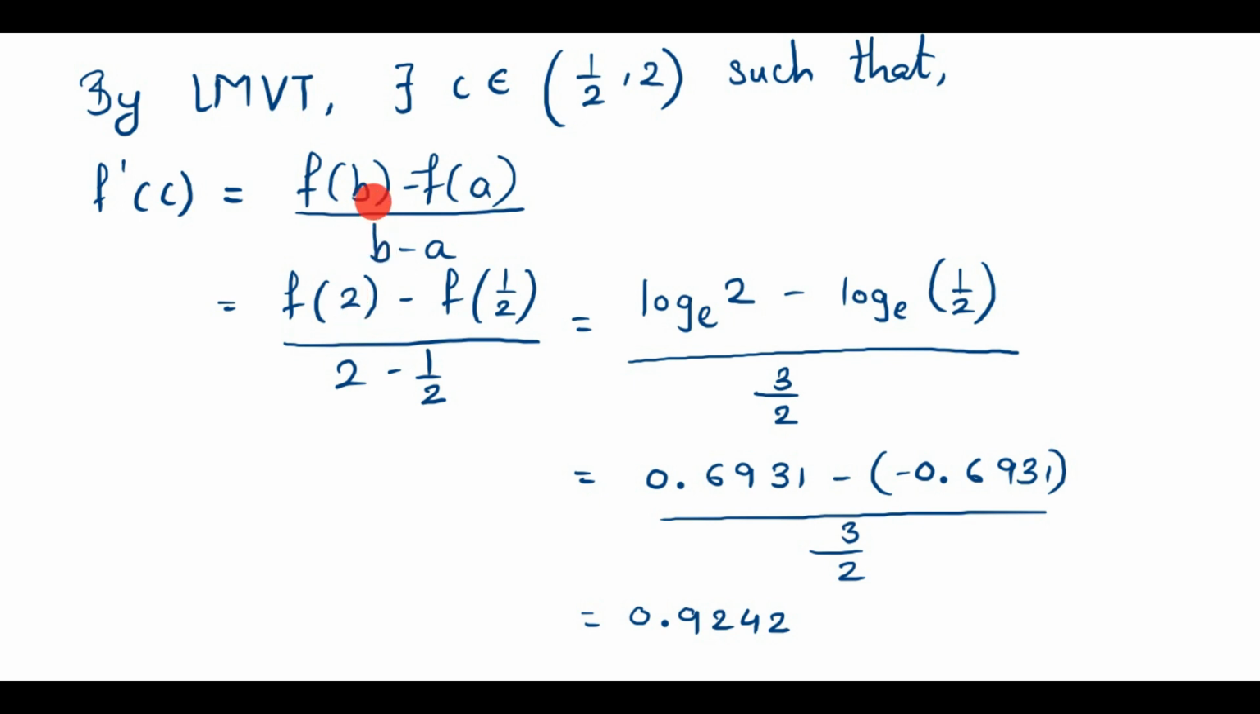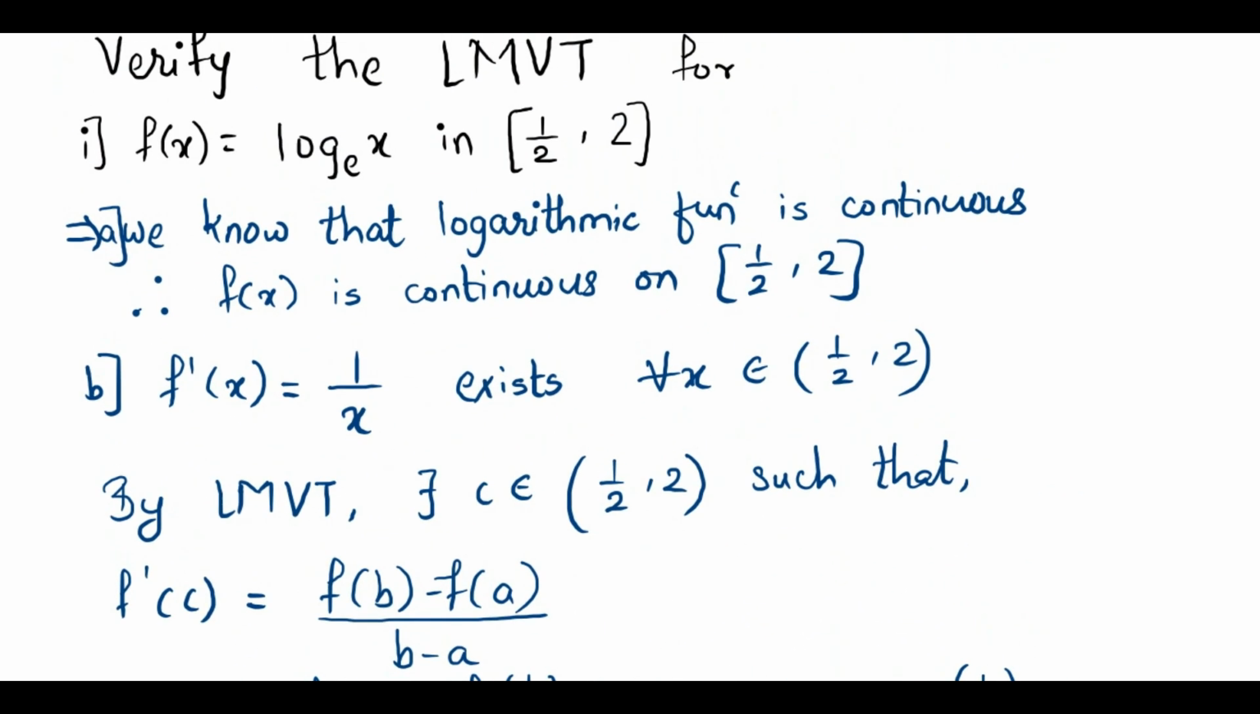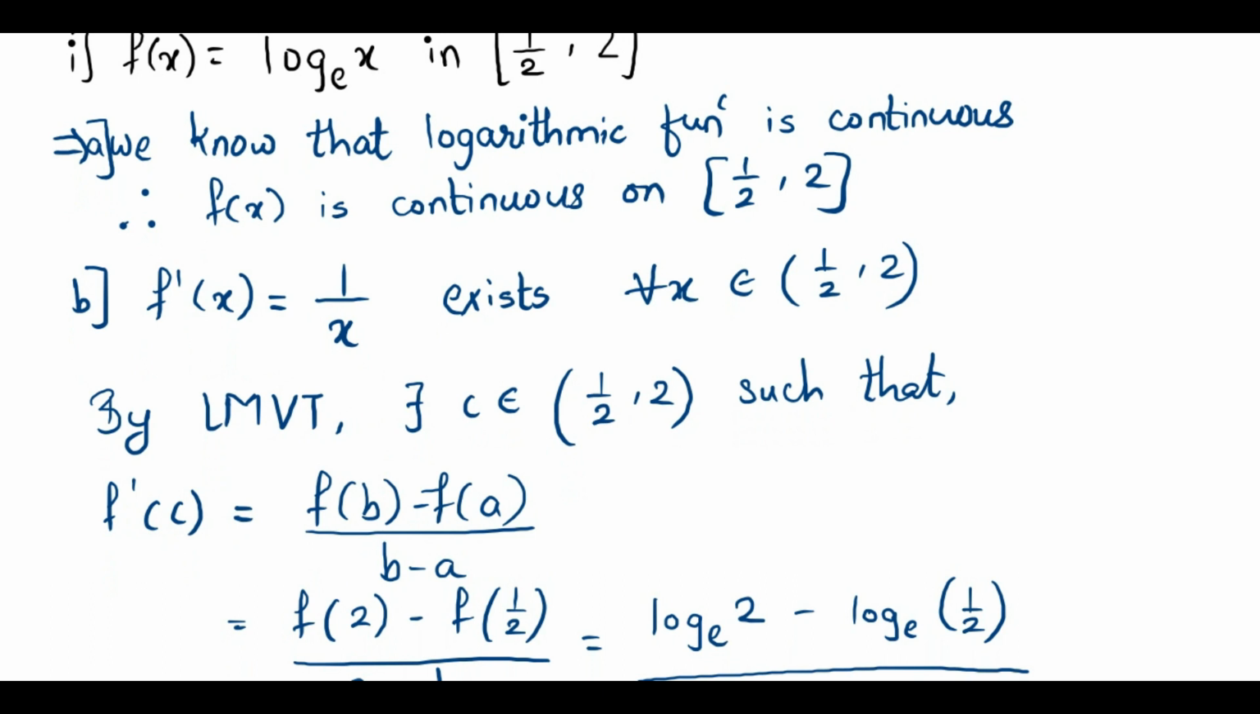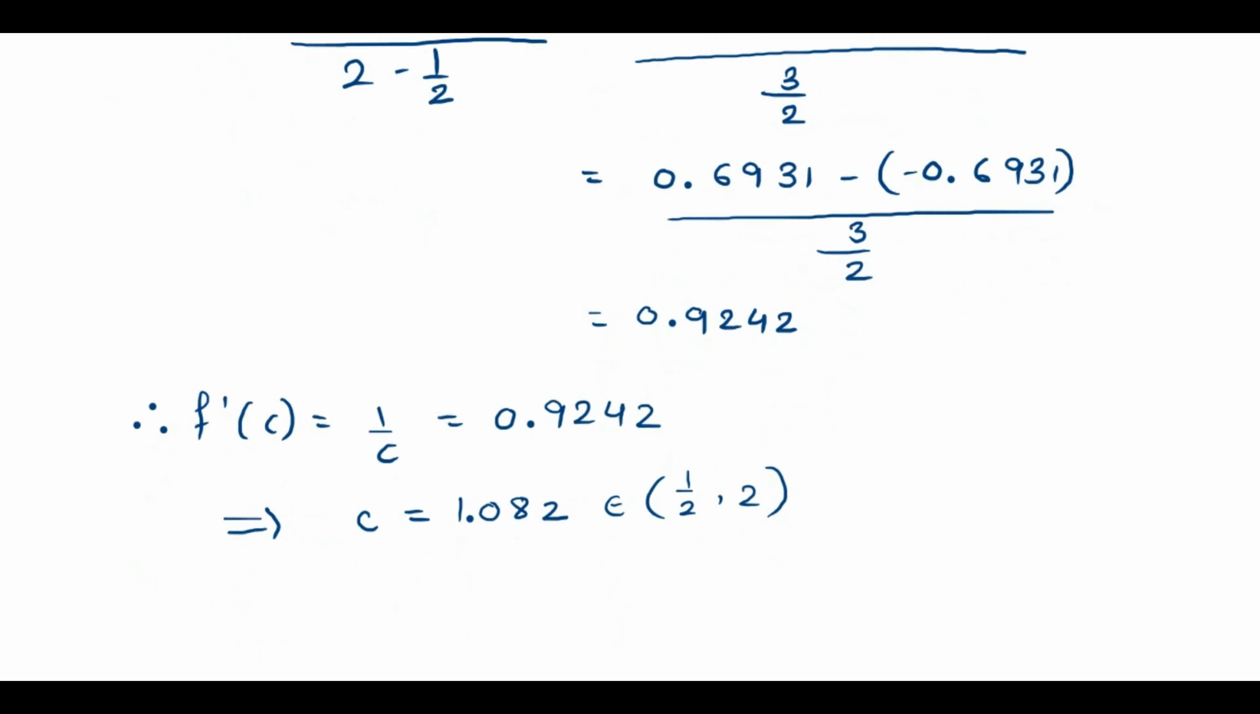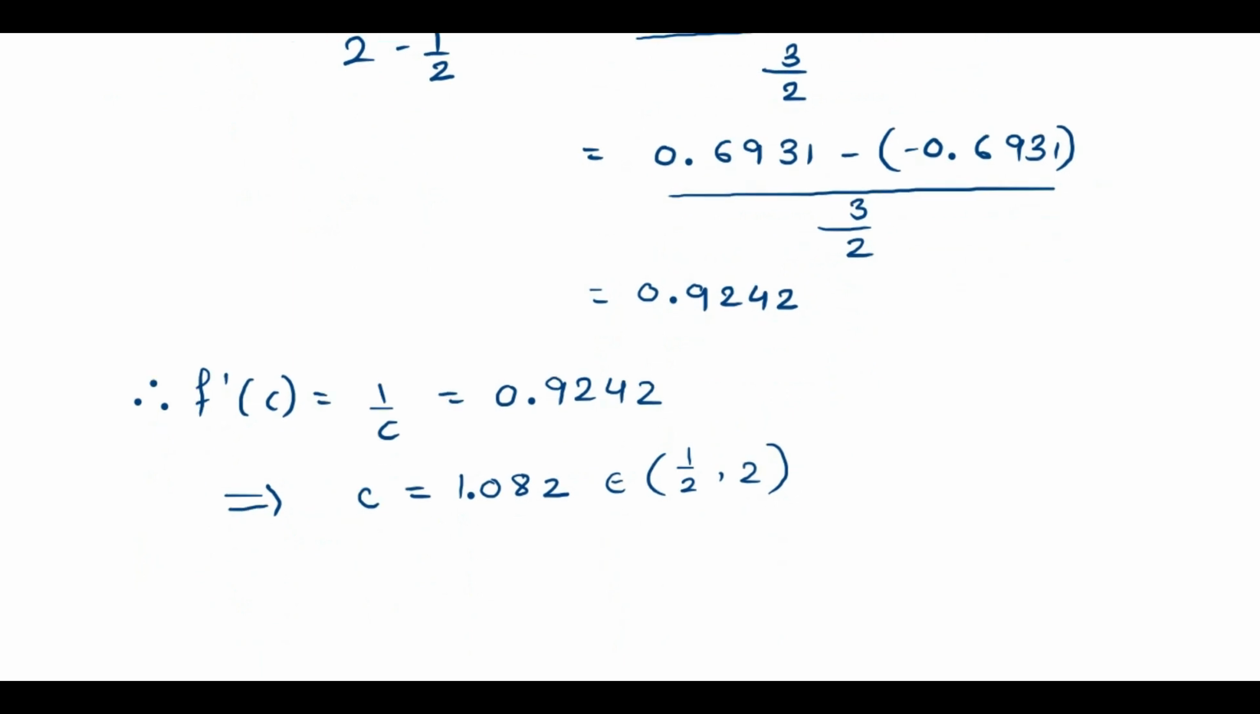Here our interval is half and 2, therefore a is half and b is equal to 2. So f of b is equal to f of 2 and f of a is equal to f of half. By solving, I got the value of f dash of c equal to 0.9242. And for the second condition, when we verified, we found f dash of x, which is equal to 1 by x. So simply by substituting x equal to c, we get f dash of c is equal to 1 by c, and here we got a value for f dash of c.